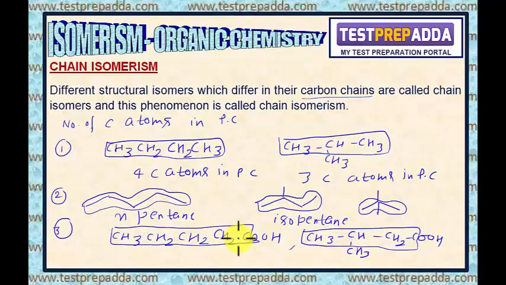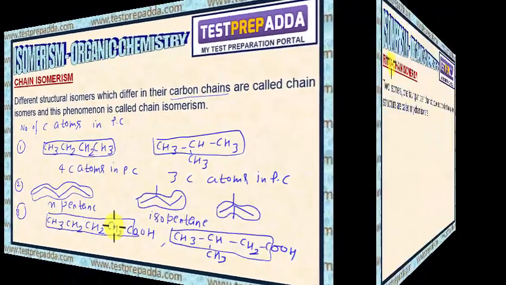So where is the difference? Difference is in the carbon skeleton of parent chain. So these two are also the example of chain isomerism. Point is clear? Now I will talk about ring chain isomerism.